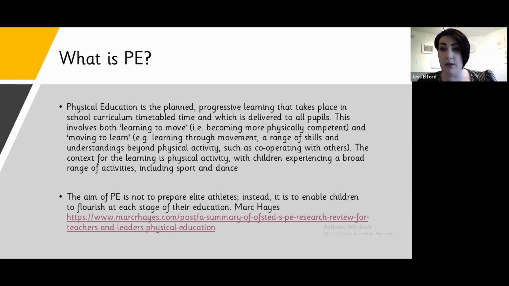Now, I really, really like this quote. This is from a blogger who is also an assistant head teacher. And what he does is he takes the Ofsted research frameworks and he puts them into a really nice, concise way of gathering that information. And they're really, really good to read if you're interested in a particular subject. And he says that the aim of PE is not to prepare elite athletes, it is to enable children to flourish at each stage of their education.